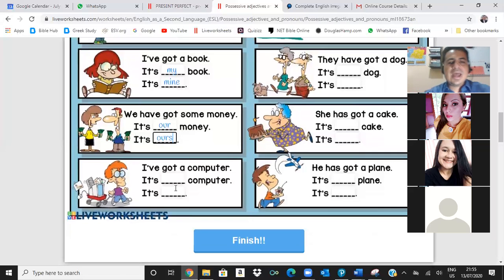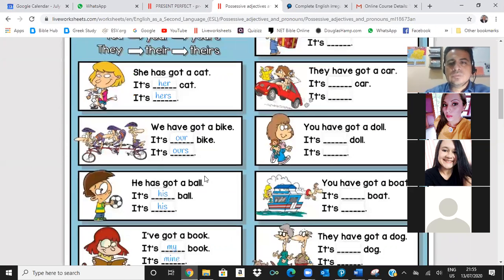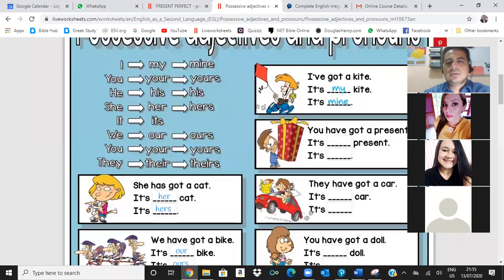Very good. I've got a computer. It's my computer. It's mine. Okay. So, en realidad estoy diciendo lo mismo, solo que en la primera pongo el noun al final. Okay. Esta ya me la dieron.